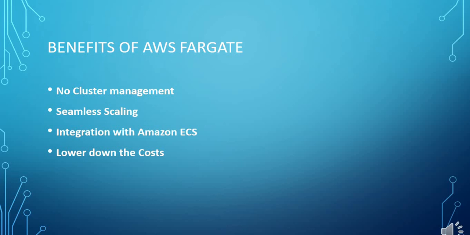Benefits of AWS Fargate are, there is no cluster management. We need to focus only on building and operating our application. So it eliminates the need for managing clusters similar to those in Amazon EC2 instances. Seamless scaling: once we define our application requirements like CPU or memory, it scales our requirements in a highly available manner. Integration with Amazon ECS: AWS Fargate is integrated with Amazon ECS in a quick and easy manner.